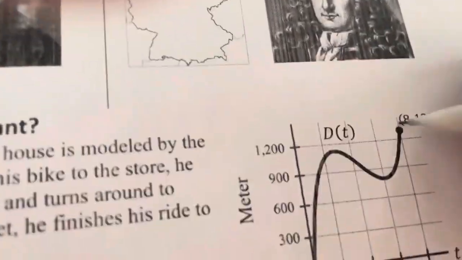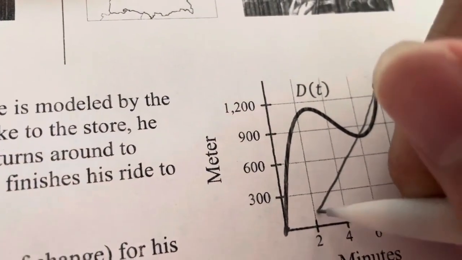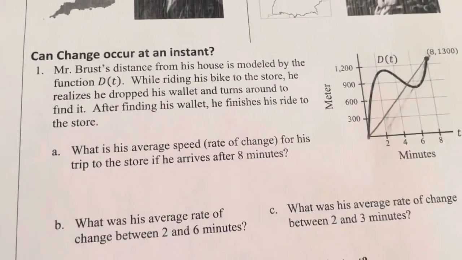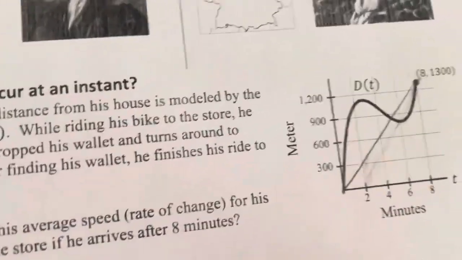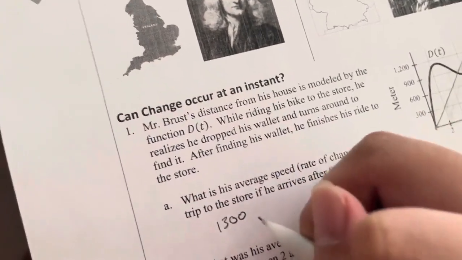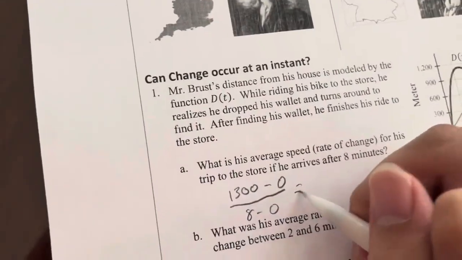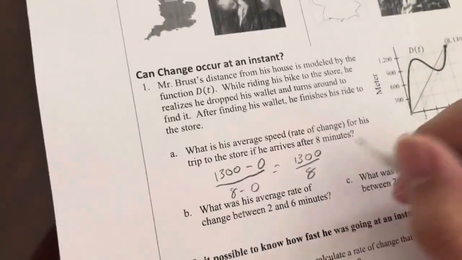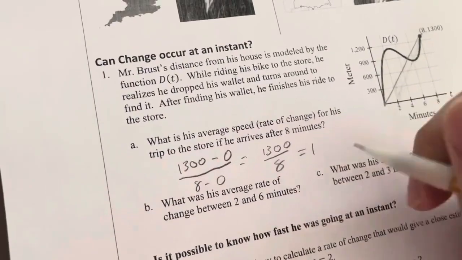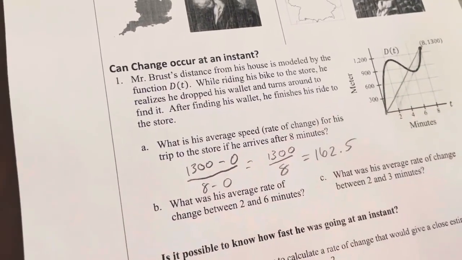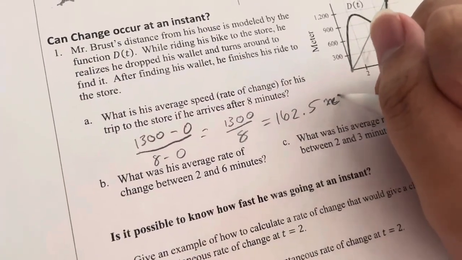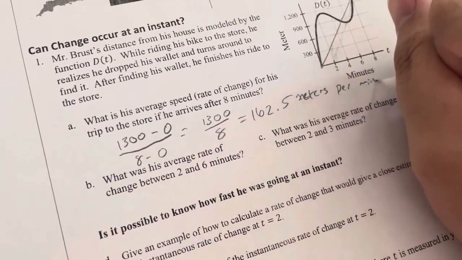So from here, we could draw a secant line from the origin to 8 minutes. And then we plug in the points of y2 minus y1 and x2 minus x1. So our y2 is 1300 minus y1, which is 0, over 8 minus 0 equals 1300 over 8, which equals 162.5 meters per minute.